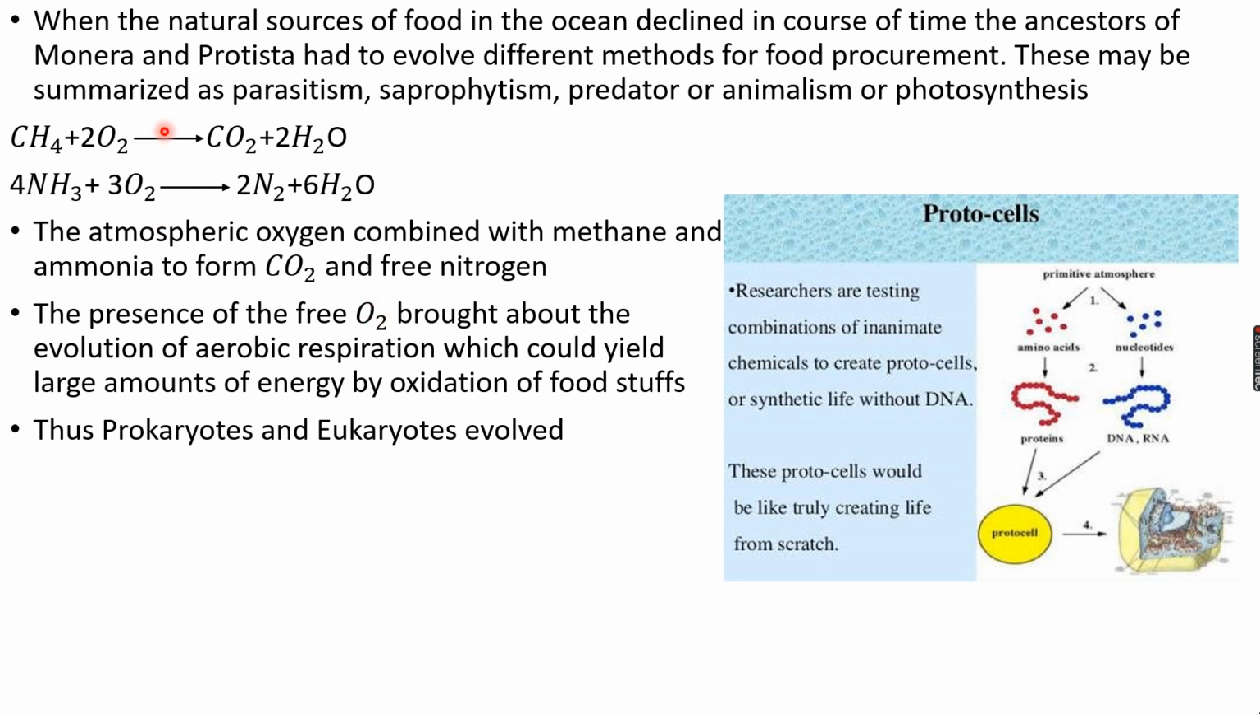So the presence of free oxygen shows that there was aerobic respiration in the atmosphere. That is, it yields a large amount of energy by the oxidation of foodstuffs. So Monera, like protocells, appeared first, then Protista, various life organisms, food adaptation appeared in the animals, and like this, prokaryotes appeared, invertebrates appeared, then eukaryotes.